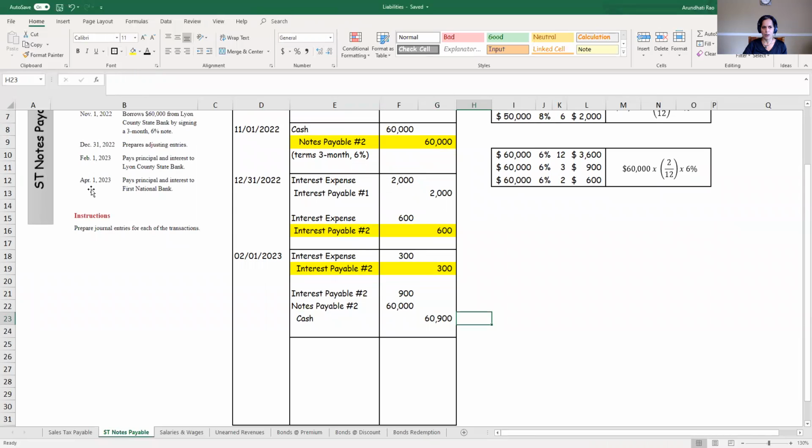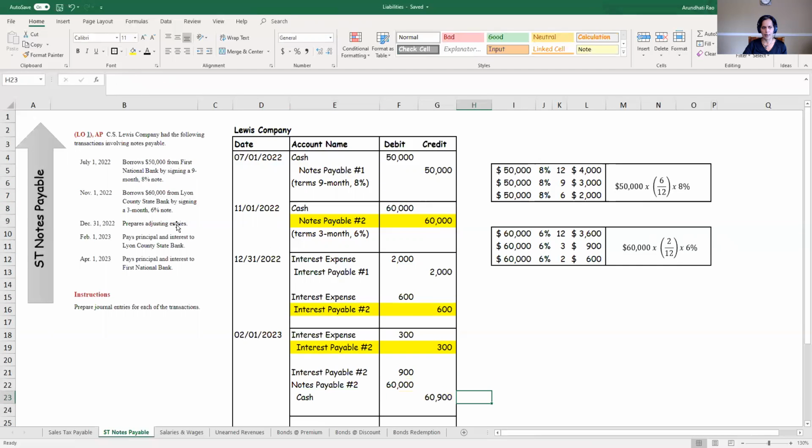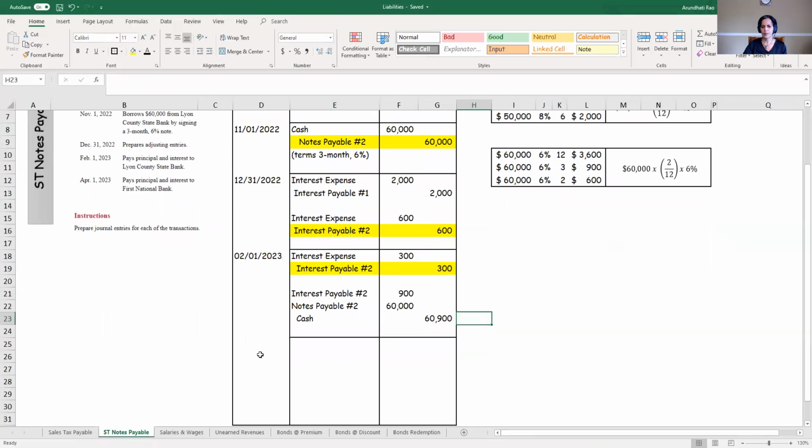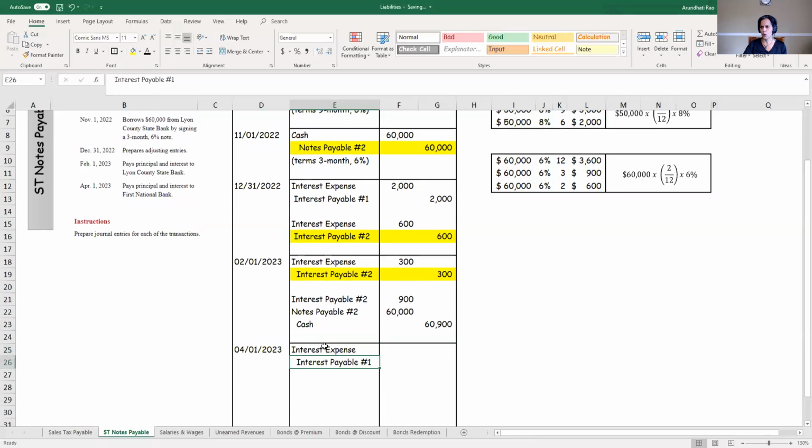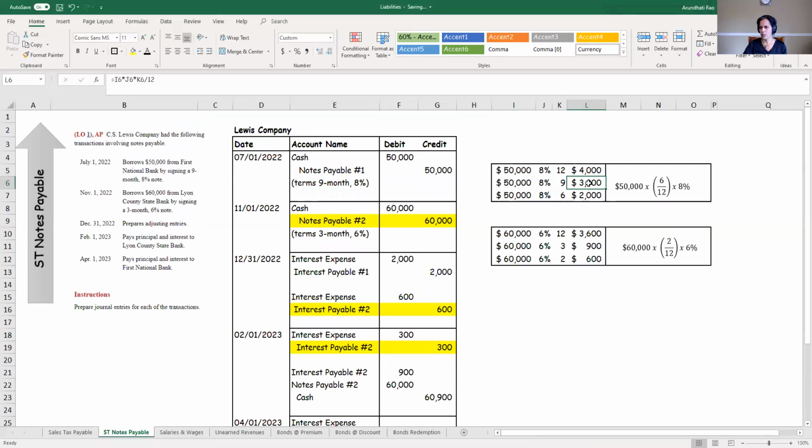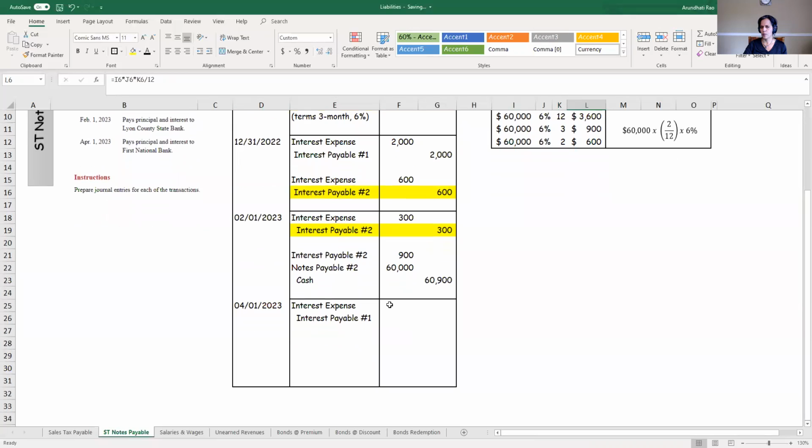Now let's come to the first note, which is on April 1st, 2023. We repay the principal and interest to First National Bank, for that first note that we had. Again, what we will do at this point is first do the accrual entry for the interest: interest expense debit, interest payable credit. Now this is for note 1. Of the total $3,000, $2,000 was already accrued, so the remaining $1,000 needs to be accrued now. That's the remaining interest. And then I'm ready to pay off the note.